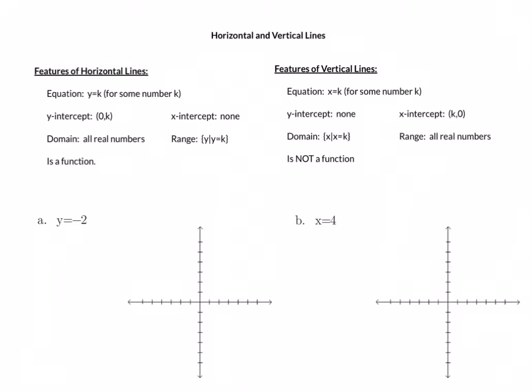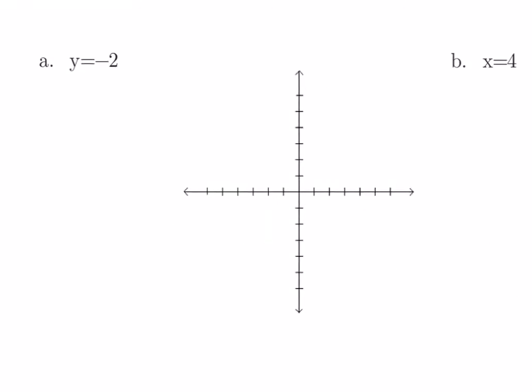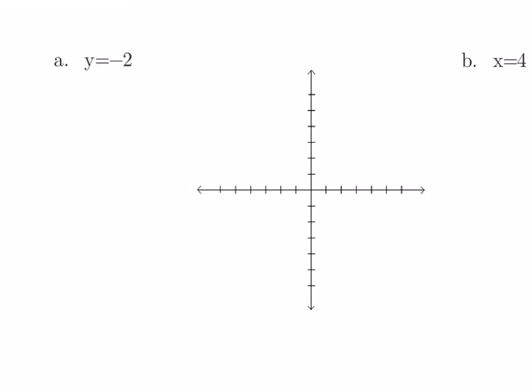Our domain for a horizontal line is all real numbers, and our range is just the value k. These are functions, so they can be written in function notation. So let's look at an example. Let's look at example A. Example A, we have y equals -2. I'm going to go ahead and create a table so that we can at least have 2 points in order to graph this.